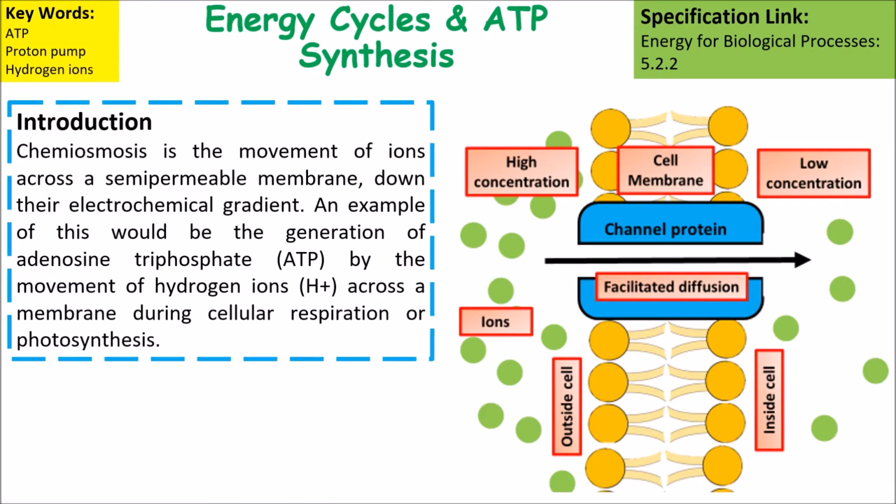Chemiosmosis is the movement of ions across a semi-permeable membrane down an electrochemical gradient. An example of this would be the generation of ATP by the movement of hydrogen ions across a membrane during cellular respiration.